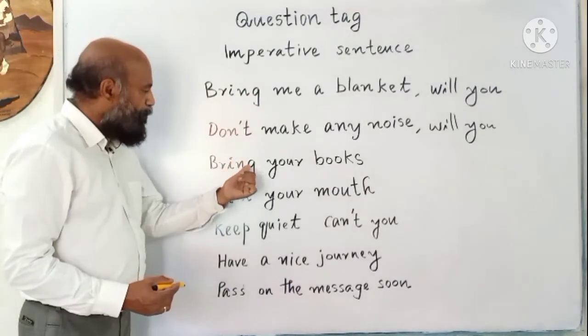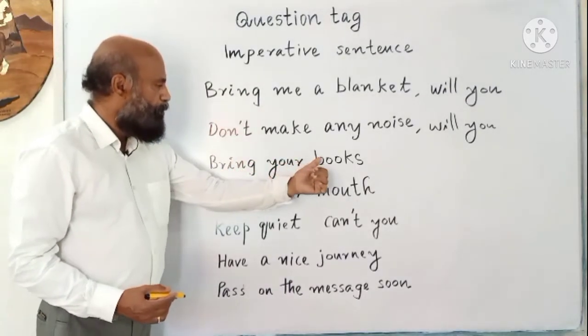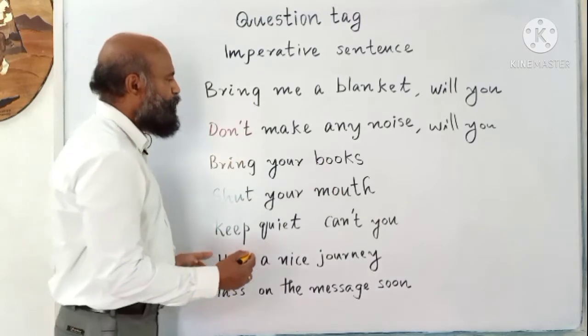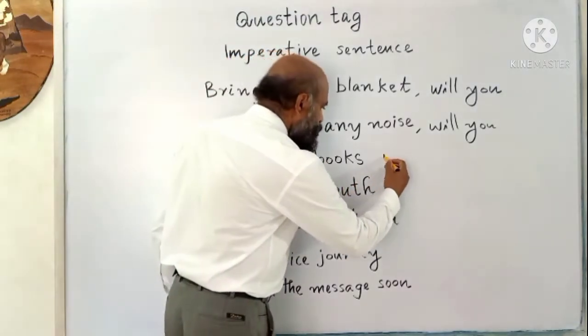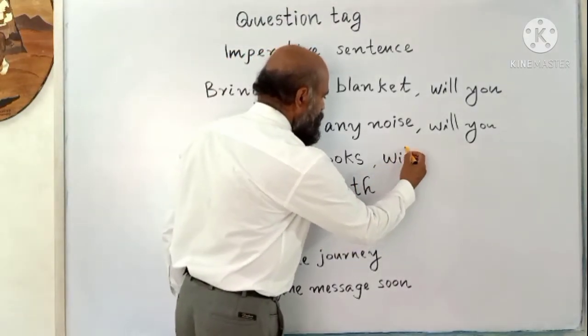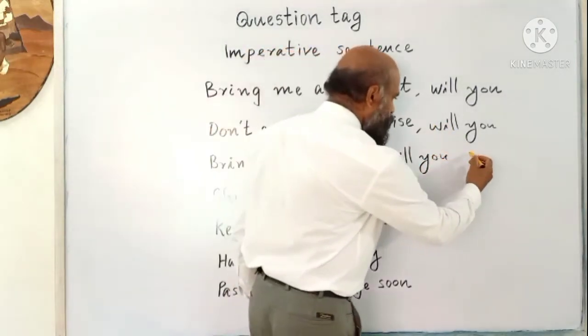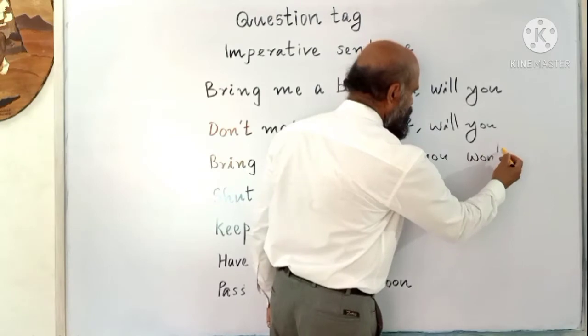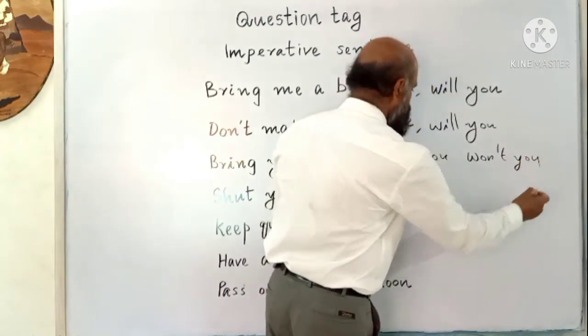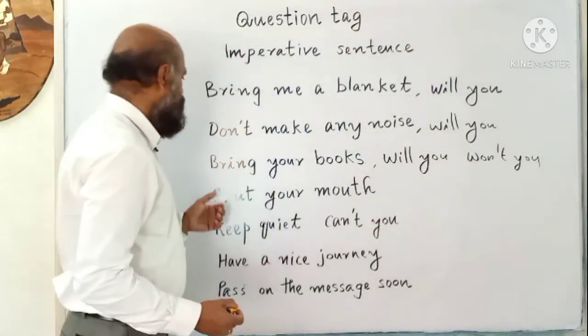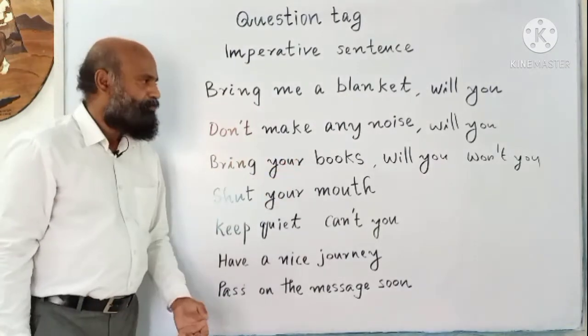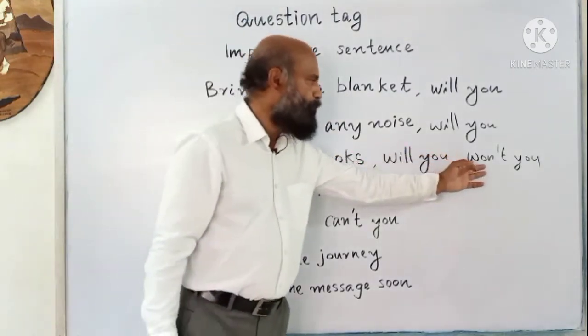Now this sentence, bring your books. So here you can use, will you? Or you can use, won't you? In an imperative sentence, you can either use will you, or won't you. Bring your books, will you? Or you can use, won't you.